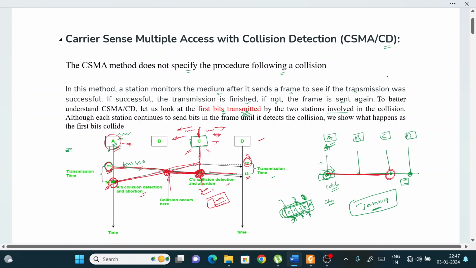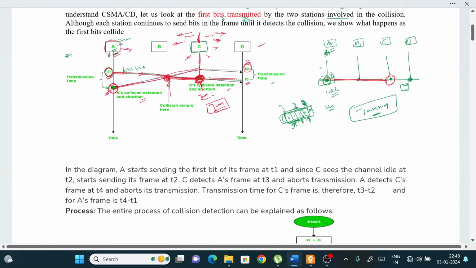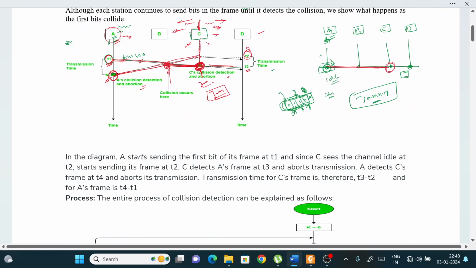Here we are only detecting the collisions, we are not avoiding the collision. That is one very important point you need to note. Now we will see the procedure so that we understand it. Station A starts sending the first bit of the frame at T1, and since C sees the channel idle, C does not know anything about A. It only knows at this point in time. So the channel is idle at T2. At time period T2 it checks, finds it idle, so it also starts sending its frame.